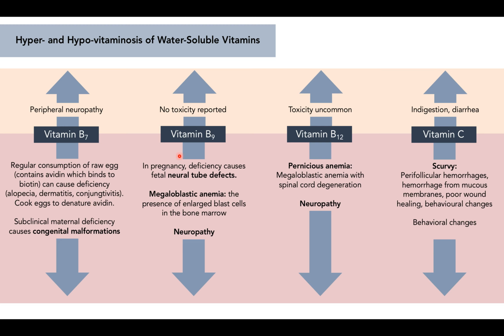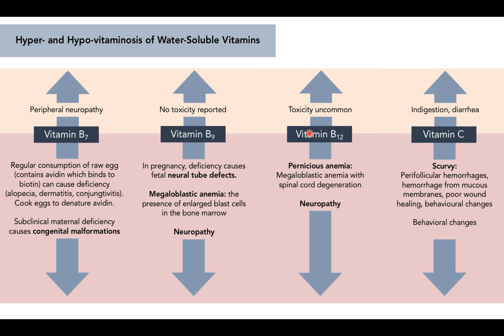Now, vitamin B9, or folic acid, toxicity has not been reported in the literature, but deficiency of folic acid is very important to know about, because in pregnancy, deficiency can cause neural tube defects. That's why pregnant women are advised to consume folic acid regularly, daily in fact, to avoid the occurrence of neural tube defects. Deficiency of B9 also causes megaloblastic anemia. As we know, it's involved in single carbon transfer reactions, and if you lack B9, it can cause megaloblastic anemia and also neuropathy.